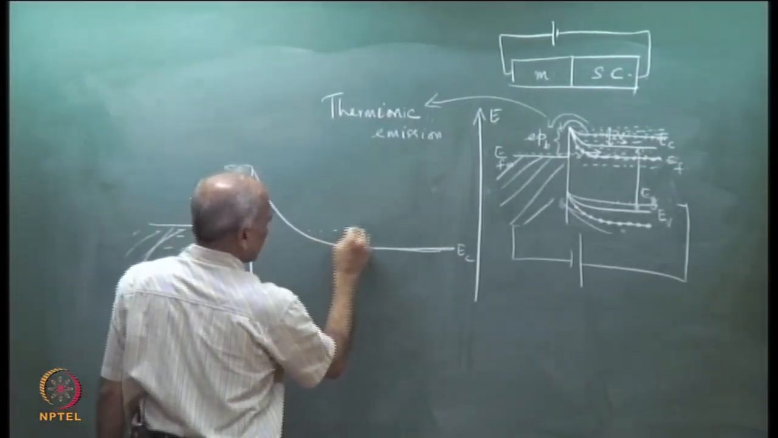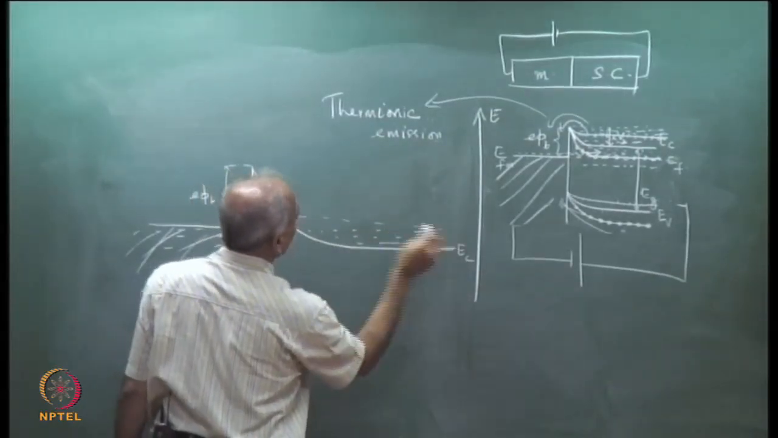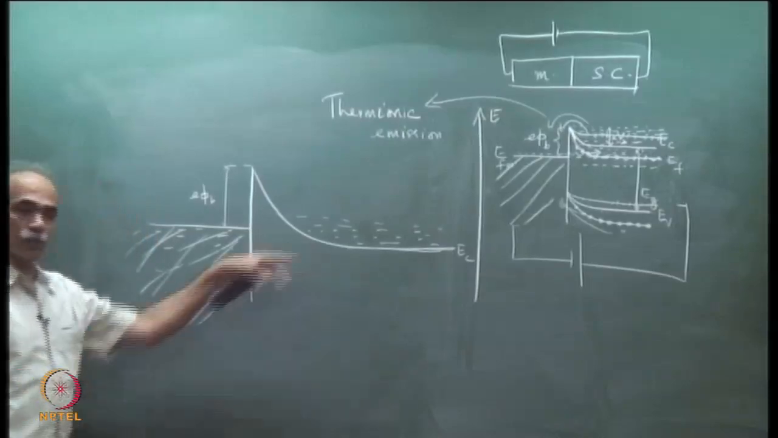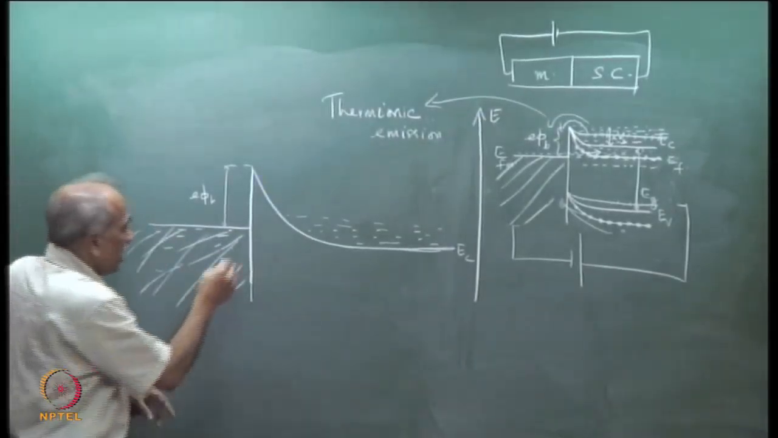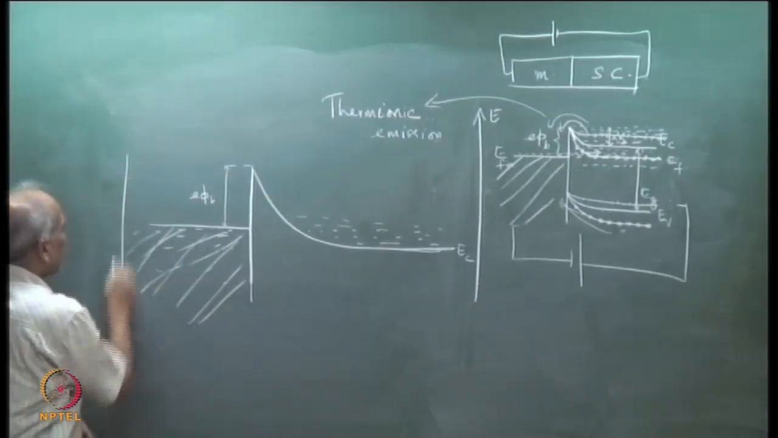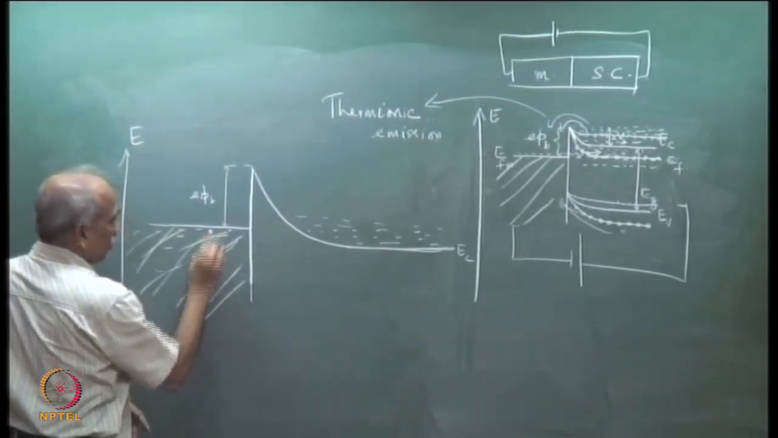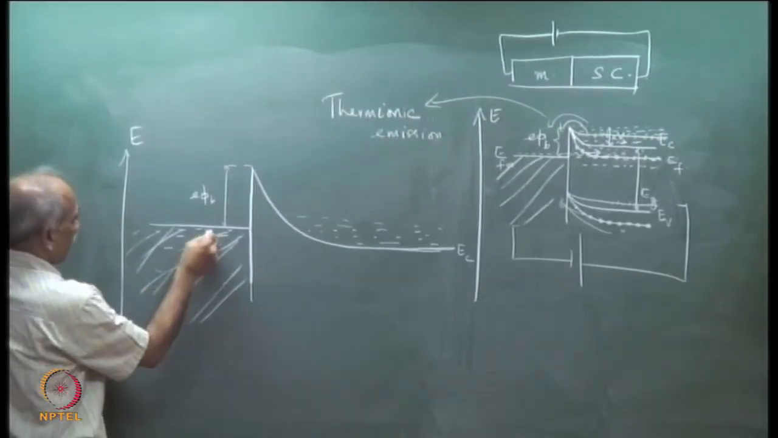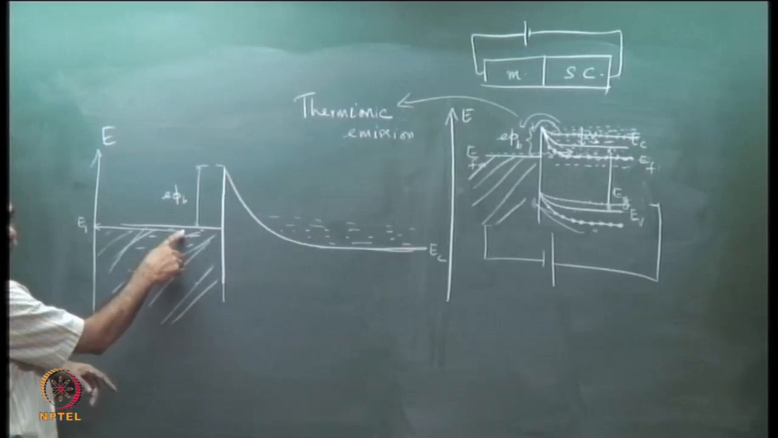There are electrons here, it is an n-type material, but there are also vacant states. Here there are plenty of electrons. Remember that this axis is energy. If I take a particular electron here, it has energy equal to this much. Let us say this energy is E1.